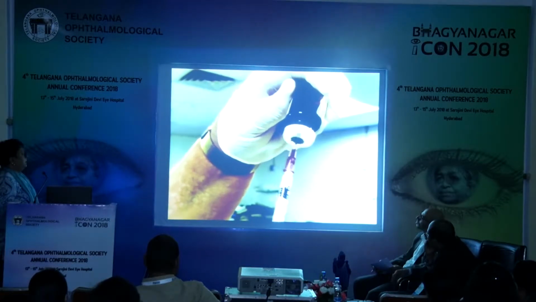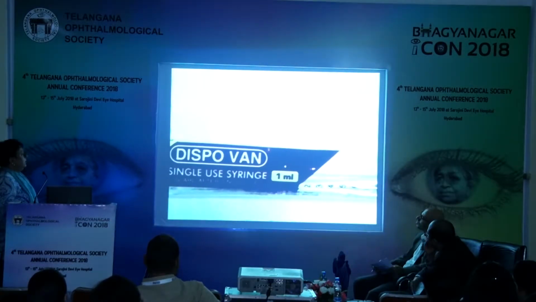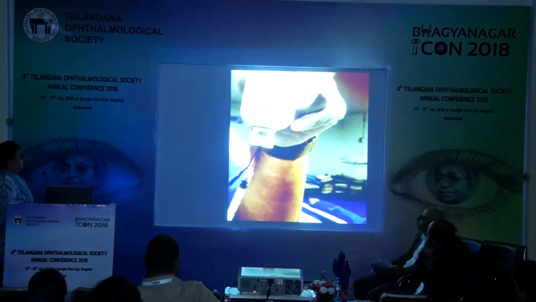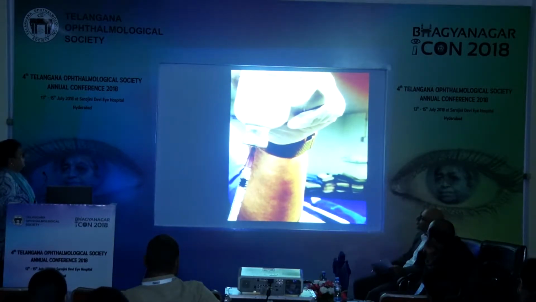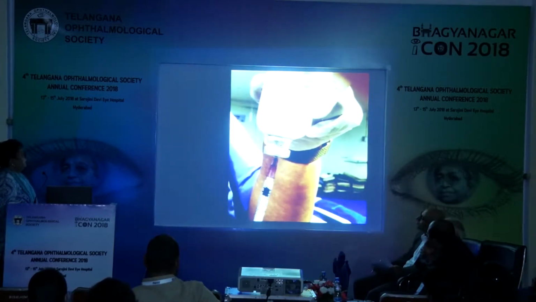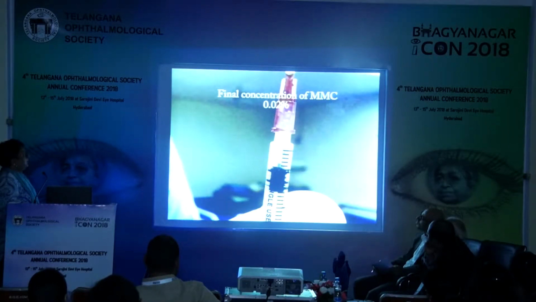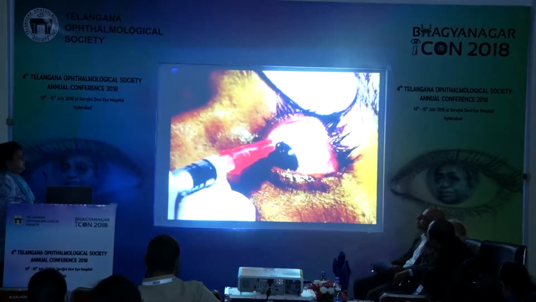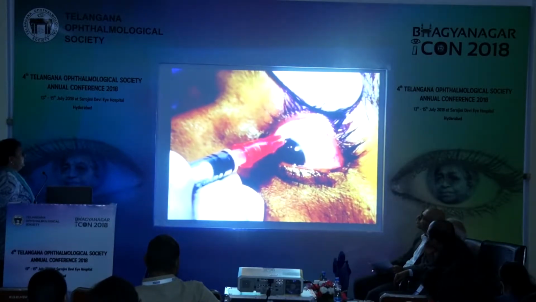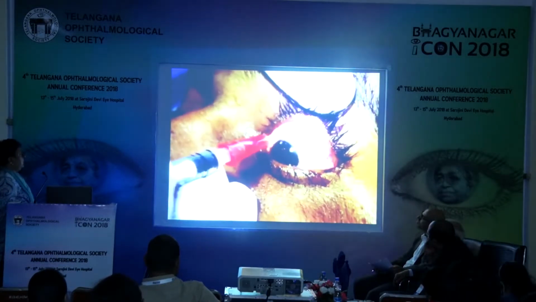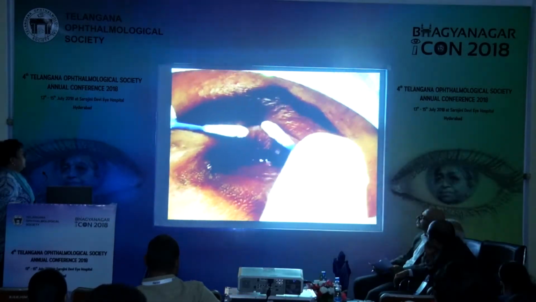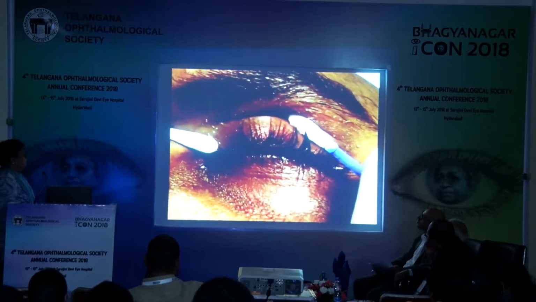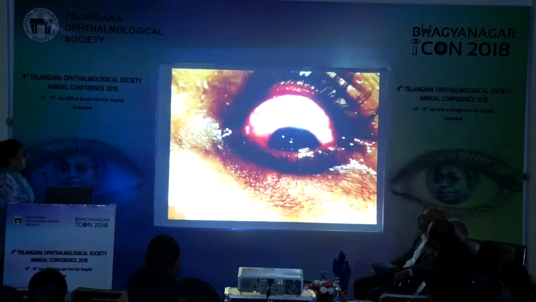0.05 mils of this is then drawn in a 1 ml syringe together with 0.05 ml of 2% lignocaine for a final concentration of 0.02% mitomycin C. This is then injected 8 to 10 millimeters away from the limbus superiorly, and a bleb is raised. Cotton buds are then used to diffuse the mitomycin C over the superior bulbar conjunctiva.